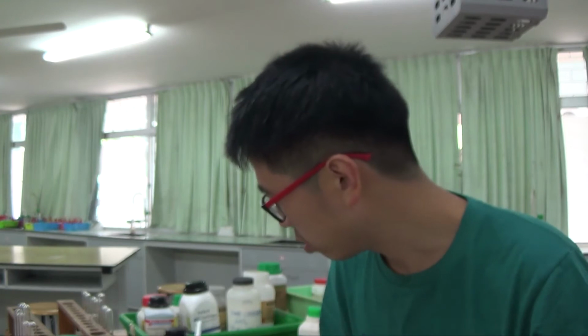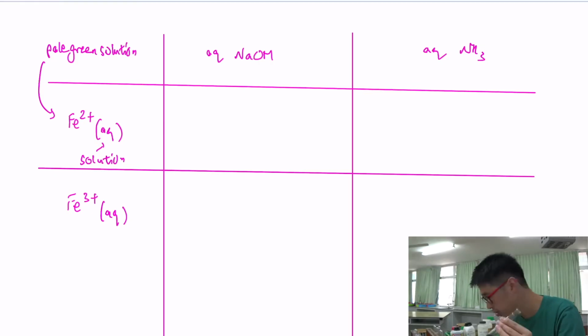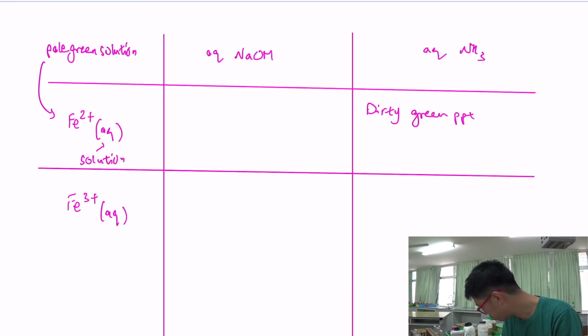However, if you know chromium(III), which I'll show you in a little bit. So this was with aqueous ammonia. We get a dirty green precipitate. PPT refers to precipitate is formed or is observed.